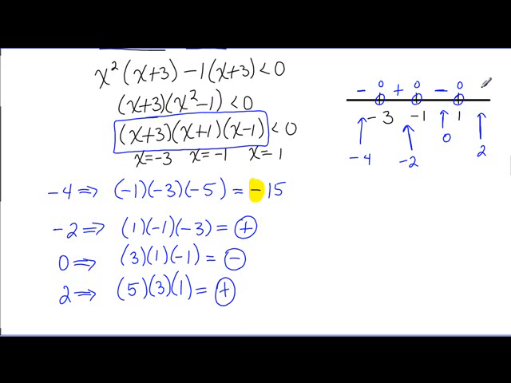Okay. Now, focusing in on the fact that our inequality is less than 0, that tells me that it's the negative sections that are going to be our solution. So I'm going to shade the parts that are negative. So my solution set would be the interval from negative infinity to negative 3, not including the negative 3, union negative 1 to positive 1, not including either of those endpoints. There's our answer.